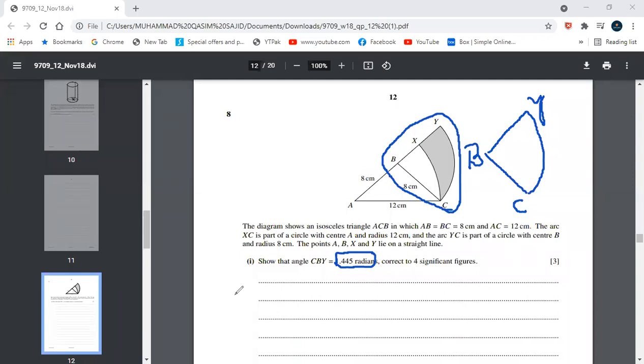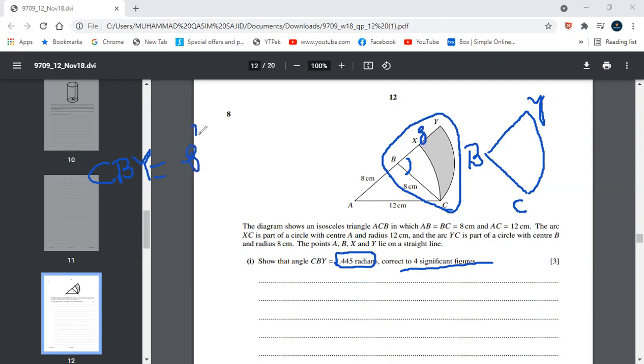So we have to find the value of CBY equals 1.445 radian up to 4 significant figures. So how to find it? Find the value of CBY by using the cosine formula. CBY means the angle of B. So CBY equals, now the other two lengths. This one is 8, that is the radius is 8.